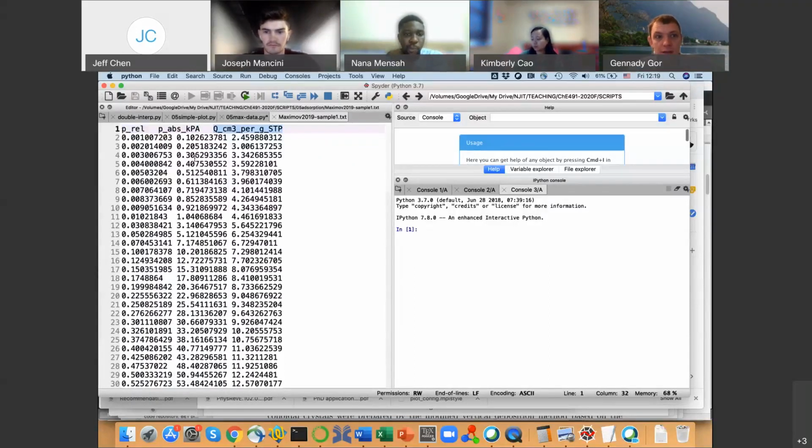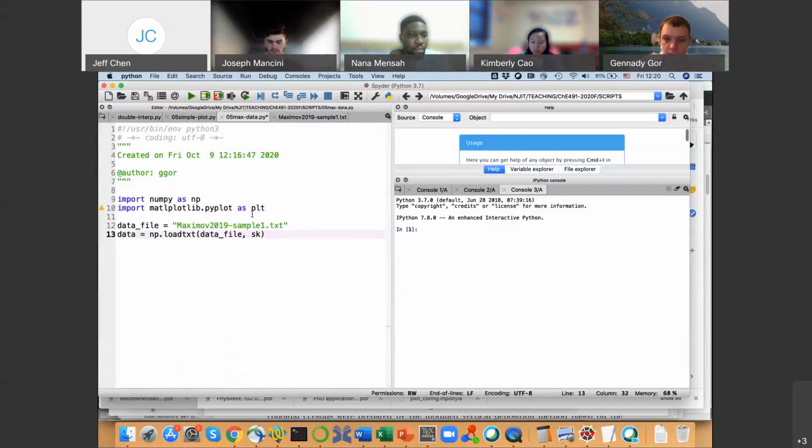And I want to admit that P relative and P absolute, well, you don't need two of them. One is sufficient. You either use absolute or you use relative. So I'm going to use just the relative pressure. And therefore, I don't need to read the second column at all. So I'm doing here skiprows 1 and usecols, which allows me to use only the columns I need, and then it would be 0 and 2. So I'm skipping that column number 1.